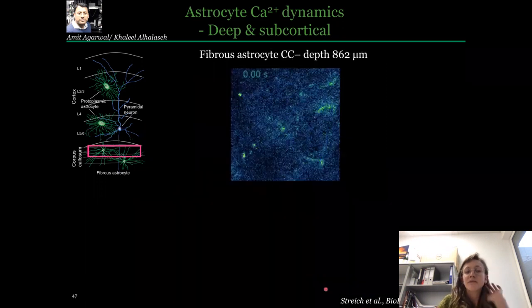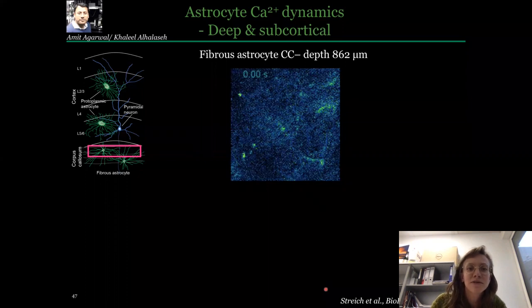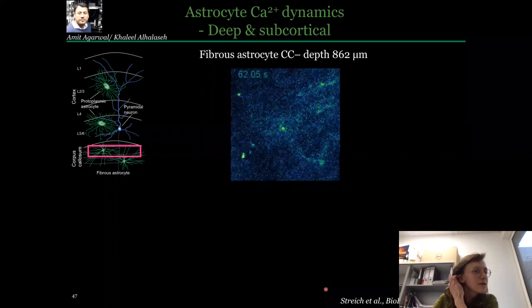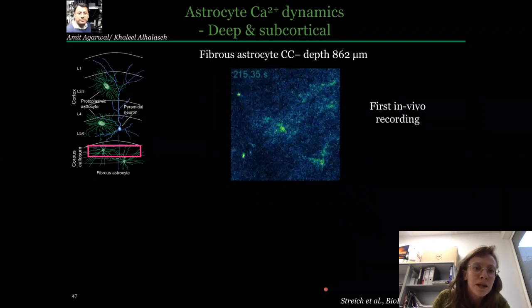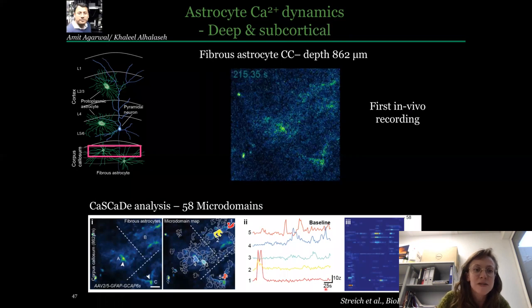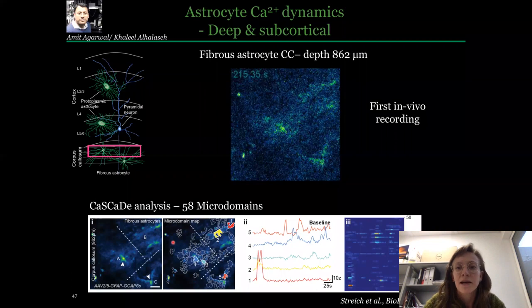But if we go even deeper into the brain, we were also able to record calcium transients from fibrous astrocytes, which to the best of our knowledge is the first in vivo recording of these cells non-invasively. And also with the fibrous astrocytes, we were able to detect 58 individual microdomains. And we made an exciting discovery that although the fibrous astrocytes reside in the white matter, so they do not tend to form regular synaptic contacts, they still exhibit microdomain-like calcium transients.